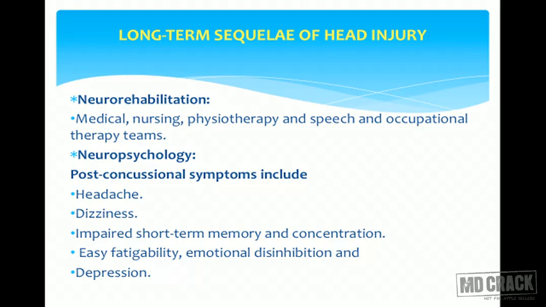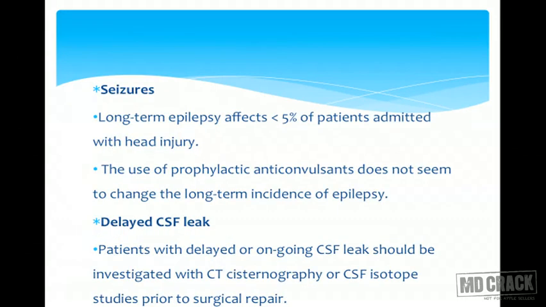Next we have got neuropsychology. So post-concussional symptoms will include headache, dizziness, impaired short-term memory and concentration, easy fatigability, emotional disinhibition and depression. So all this group of symptoms constitute post-concussional symptoms. Next we can have seizures, with long-term epilepsy affecting less than 5% of patients admitted with head injury. But the use of prophylactic anticonvulsants does not seem to change the long-term incidence of epilepsy. So long-term use of anti-epileptics should be made only in indicated patients.